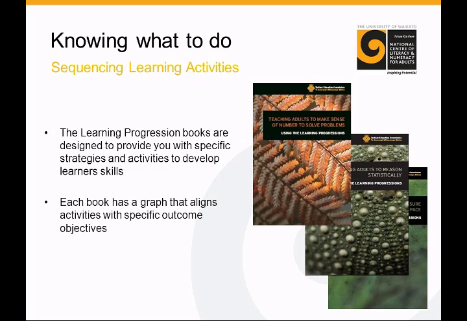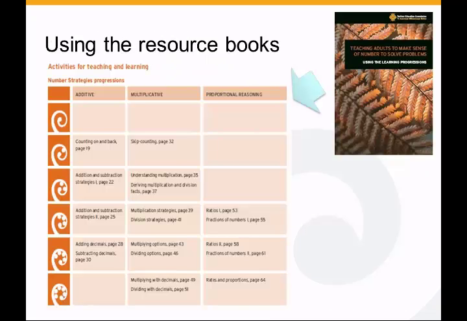So the strategies that were used at the bottom, 1, 2, 3, are taken from these books. We've got 3 numeracy books which are fantastic and are probably an underused resource. Each of these books has a table that aligns particular activities and strategies with particular steps. To give you an example, teaching adults to make sense of number to solve problems. You can see that there's a graph in the book that clearly identifies activities and strategies that are going to be appropriate for particular learners.